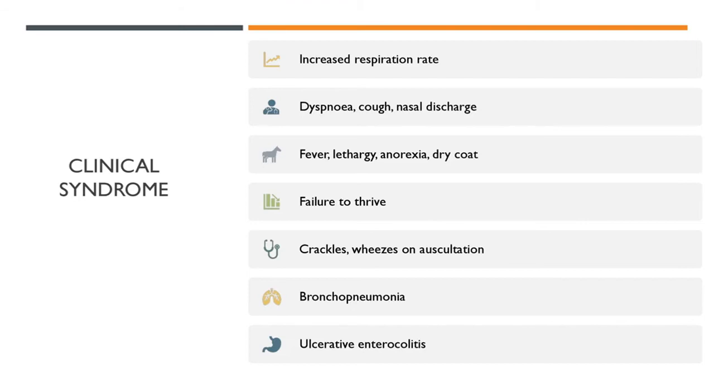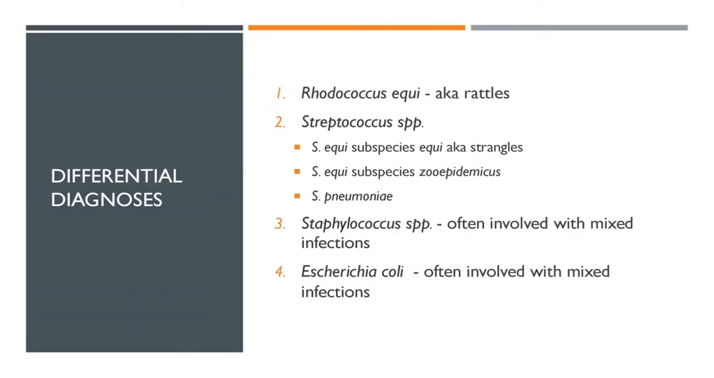Our clinical syndrome was characterised by increased respiration rate and effort, dyspnea, cough, nasal discharge, or a fever, lethargy, or anorexia in a dry coat. Also, a failure to thrive or hearing crackles and wheezes on auscultation. Bronchopneumonia could be present, along with ulcerative enterocolitis. The differential diagnosis list that we came up with was Rhodococcus equi, also known as rattles, 3 different strains of Streptococcus, or, if involved with mixed infections, could be Staphylococcus or E. coli.